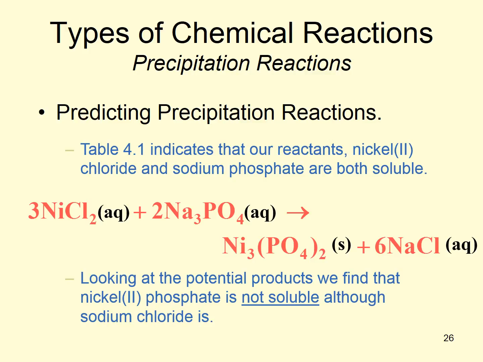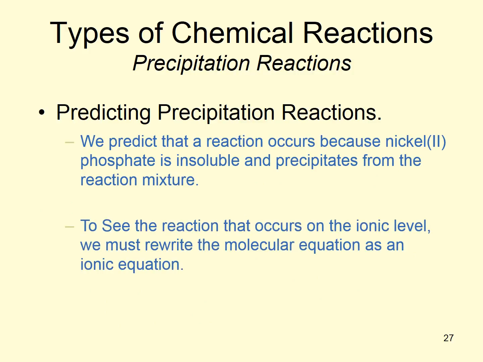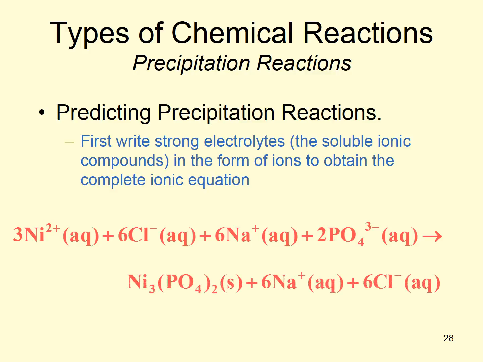And then finally, we can write the equation on an ionic level. First, everything that is a strong electrolyte will break apart. So we have 3 Ni2+ and 2 times 3, which is 6 Cl-. We have 2 times 3 again, sodium, and then 2 phosphates. And then on the right, the nickel phosphate has to stay as a solid, so we keep that together, and there were 6 sodiums and 6 chlorides.